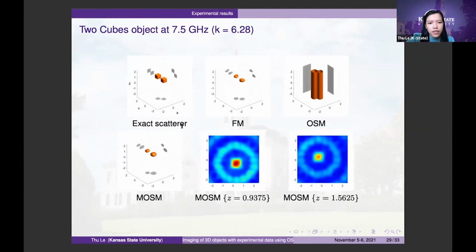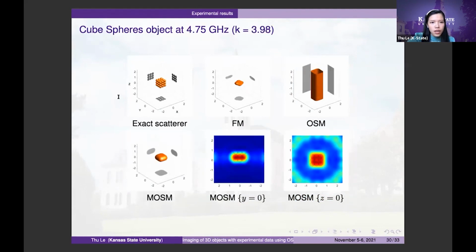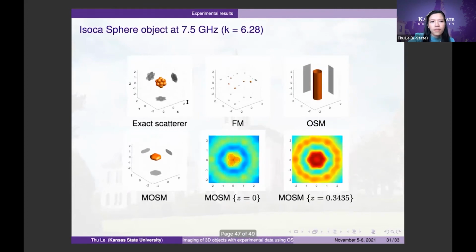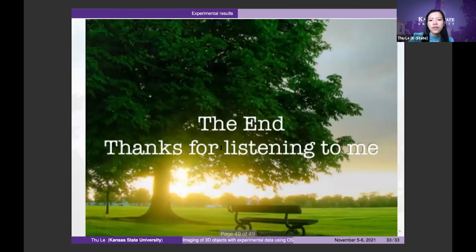For the exact scatterer, the two cubes case here, FM gives pretty good results. OSM again failed to reconstruct along the Z direction. Modified OSM is still doing well. In the cross-sectional picture, you can see they give precise location, right? Then the last case, iso-k-spheres. In this case, FM gives us nothing valuable, but MOSM still gives good results. Yeah, so that is pretty much it. And thank you so much for listening to me.